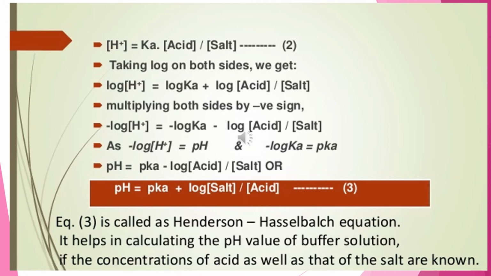So equation 3 is called the Henderson-Hasselbalch equation. It helps in calculating the pH value of the buffer solution if the concentration of acid as well as that of the salt are known.